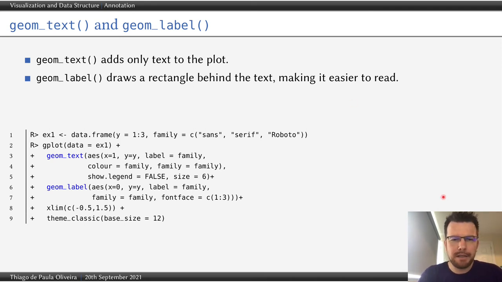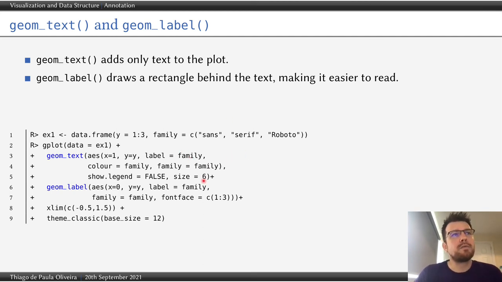Firstly, I am plotting a text with geom_text, mapping x equal to a vector of 1s, y equal to the y in the data frame, and the label, color, and font family representing the column family in the data. This will give me a specific color for sans, serif, and roboto, a specific font family for each of these families, and the label also for each one.